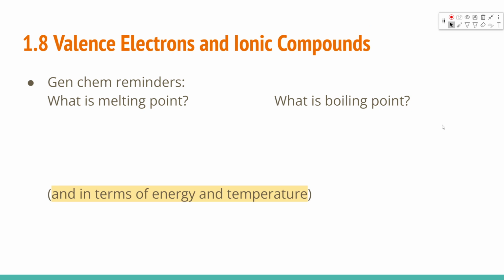Okay, so other reminders from Gen Chem / middle school. Melting point is when you are going from a solid to a liquid, or if we're going the opposite. Sometimes it's called freezing point when we're going the opposite, but it's the same value. So you can say melting point even if you mean going the opposite direction. So again, melting point is going from solid to liquid and liquid to solid. And boiling point is going from a liquid to a gas or a gas to a liquid.